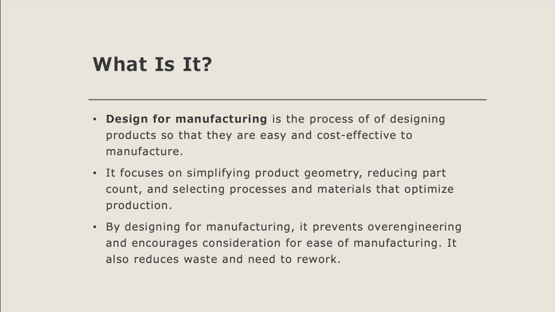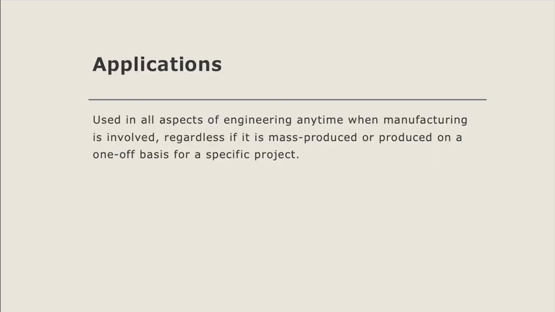It is important to design things for manufacturing because not everything that we create digitally can be easily manufactured, and by thinking about how things can be manufactured, we can reduce costs and ensure that our products can actually be brought into real life. So applications. It is used in almost all aspects of engineering anytime when manufacturing is involved, regardless of if it is mass produced or produced on a one-off basis for a specific project, as without designing for manufacturing, it would be next to impossible to manufacture.